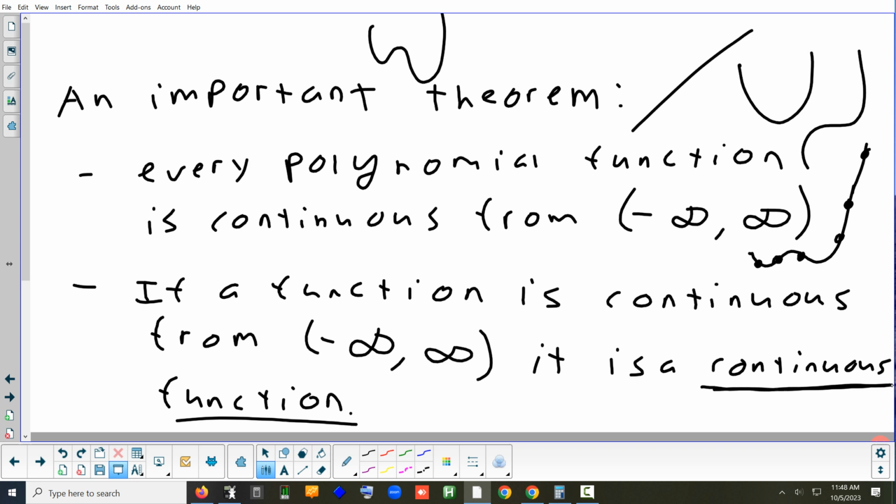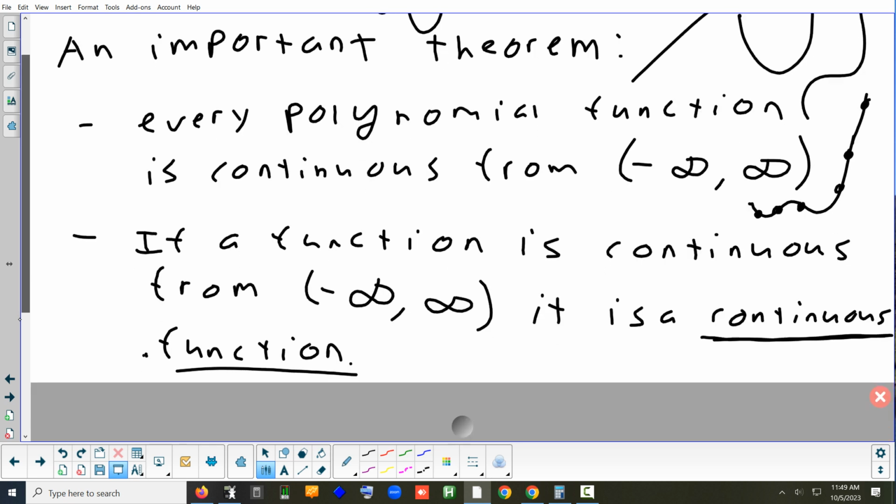So a continuous function isn't just a function that has maybe a small section that's connected. The entire thing is connected everywhere forever. Right? You can't find a section on a polynomial that is discontinuous. That's impossible. You cannot find a break or a gap in any polynomial function ever, because they are always continuous functions.